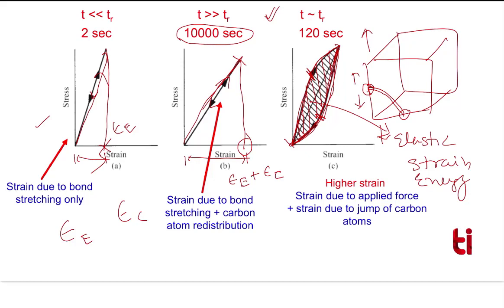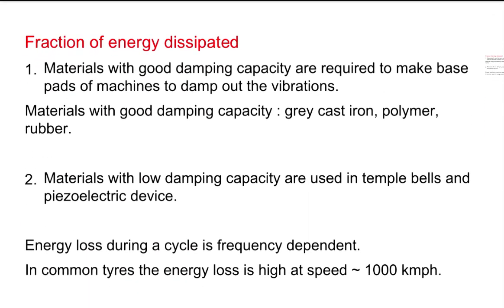So if the heat is generated, it should dissipate as fast as possible. That we call damping capacity. So materials with good damping capacity are required to make base pads of machines to damp out the vibration. So lathe pads, where a lot of vibrations are there. In that vibration the heat is generated. That heat has to be dissipated fast. So we use those materials which have good damping capacity, such as grey cast iron, polymers and rubbers. Materials with low damping capacity are used in temple bells and piezoelectric devices. So this energy loss during a cycle is frequency dependent. In common tires, the energy loss is high at a speed of 1000 kilometers per hour.